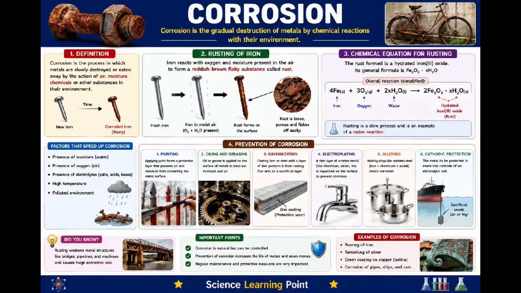Corrosion can cause many problems. For example, bridges can become weak, railway tracks can become damaged, cars and bicycles can rust, water pipes can develop holes, and machines and ships may need regular maintenance and repair. So corrosion can be a serious problem.